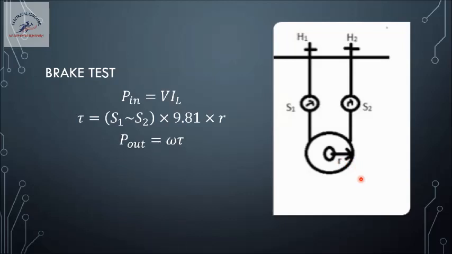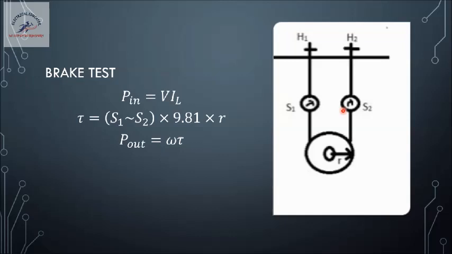S1 and S2 give us the spring force in kg, and 9.81 is the parameter associated with the acceleration due to gravity, and it is used to convert the force in kgs to newtons. R is the radius of the brake drum used, and it should be taken in meters.